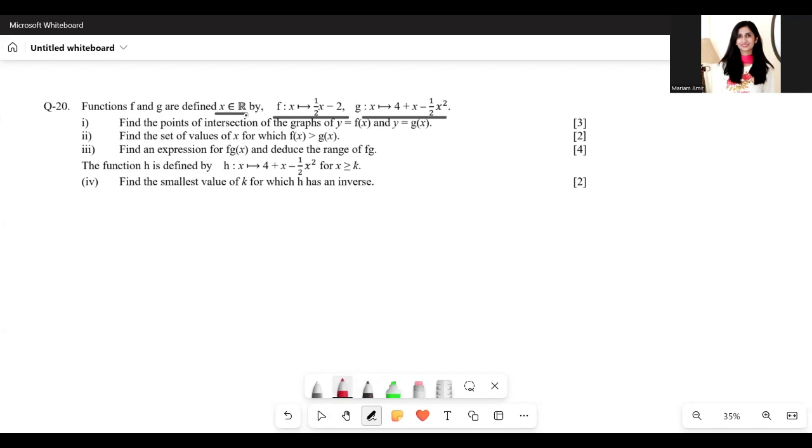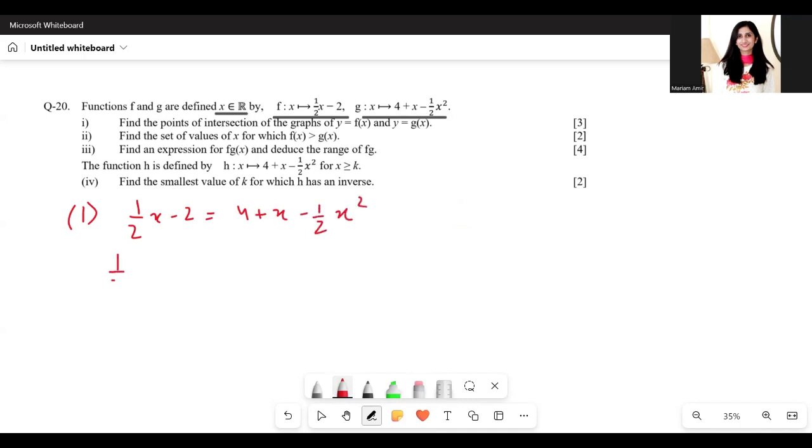So g(x) is some quadratic graph. It's in minus x squared, so some upside down U, and f(x) is a straight line. So you need to find these 2 points of intersection, and of course algebraically. So let's equate the 2 equations and then solve them. Half x minus 2 is equal to 4 plus x minus half x squared.